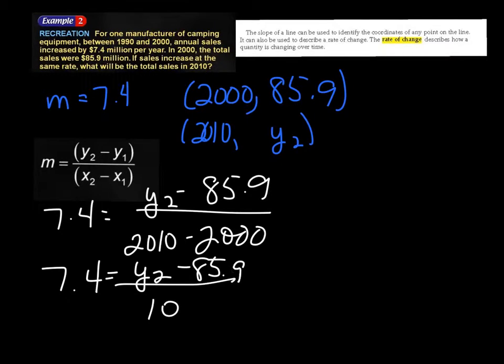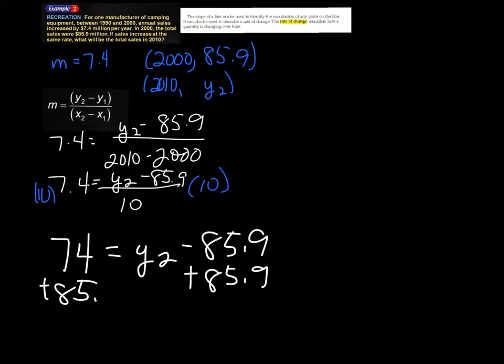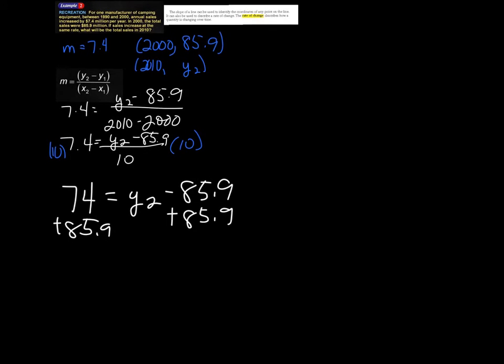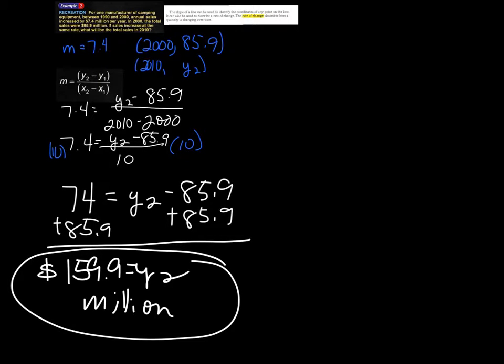So to solve the equation, we want to undo division with multiplying. So multiply both sides of the equation by 10. So we have 74 equals y sub 2 minus 85.9. I'm going to add 85.9 to both sides of the equation. And we get a prediction of 159.9 million dollars. Now, of course, we know that linear extrapolations predicting into the future are notoriously unreliable, but still, in theory, that's where it should be.